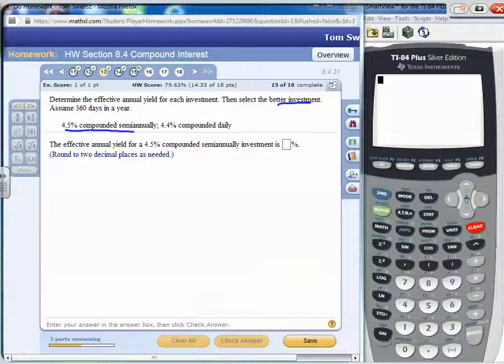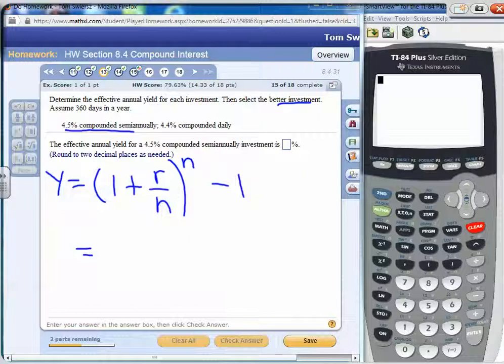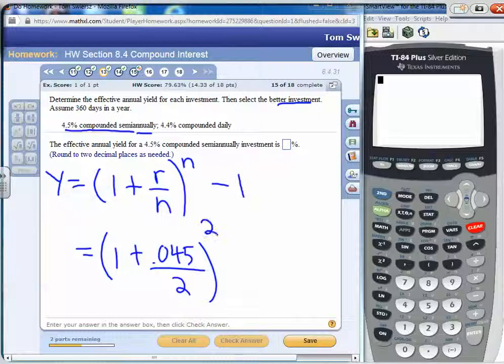First one's 4.5% compounded semi-annually. Well, the yield formula is 1 plus the rate divided by n raised to the n power minus 1. So 4.5% compounded semi-annually is going to be 1 plus the rate as a decimal, move it over 2 places, 0.045, divided by 2, semi-annually, n equals 2, raised to the second power, get out of the exponent, and subtract 1, and then move it over 2 places to get the decimal.